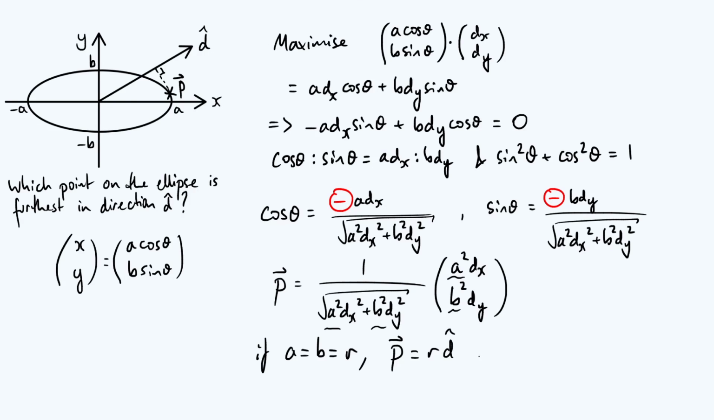which makes sense because it just says for a circle, if you want to go as far as possible in direction d, you just go in direction d for a distance equal to the radius, which makes sense because it's a symmetrical shape, right? So this is all consistent with what we'd expect in this limiting case of a circle.